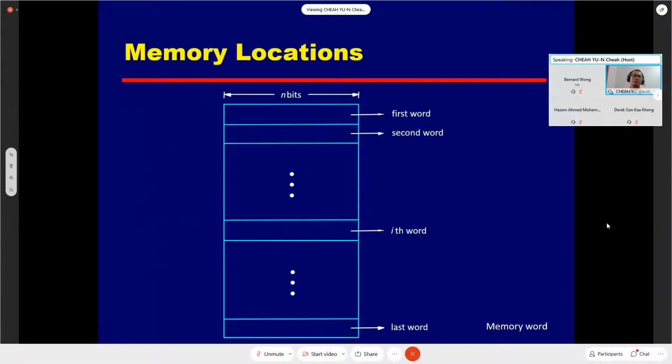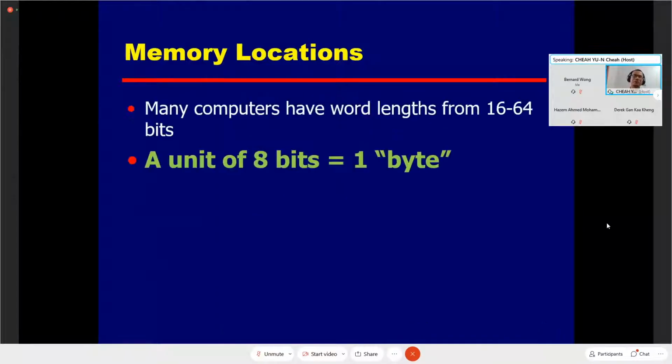I should have shown this diagram. You have a memory, and it consists of many words. You have the first word, second word, third word, and so on, and each word has that n-bit length. That is the length of the word. Just leave it at that. Don't confuse yourself with strings, characters, and all that. Many computers have word lengths from 16 to 64 bits, as I was mentioning.